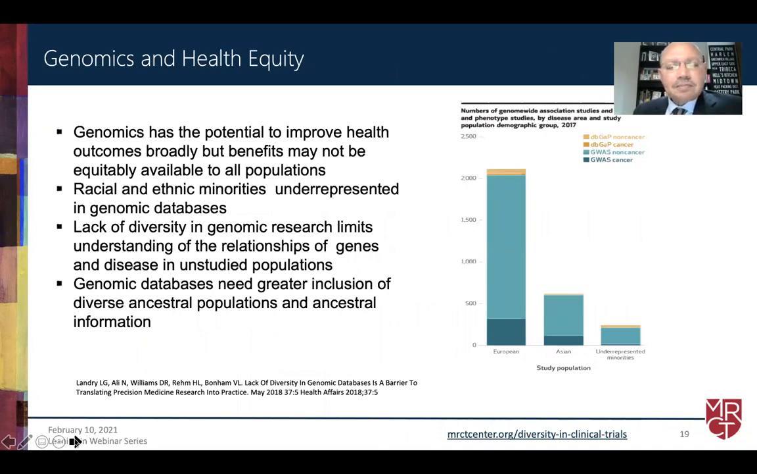So in terms of genomics and health equity, it's clear that genomics has the potential to improve health outcomes broadly, but the benefits may not be available to all populations. And the reason for that, certainly one of the major reasons, is that racial and ethnic minorities are underrepresented in genomic databases. This lack of diversity in genomic research limits our understanding of the relationships of the genes and of diseases in the unstudied and certainly understudied populations.